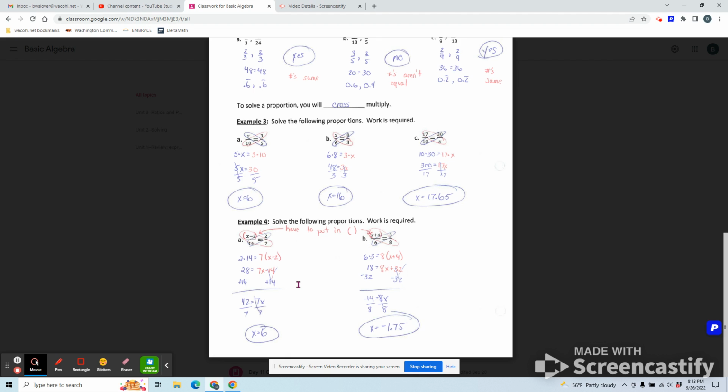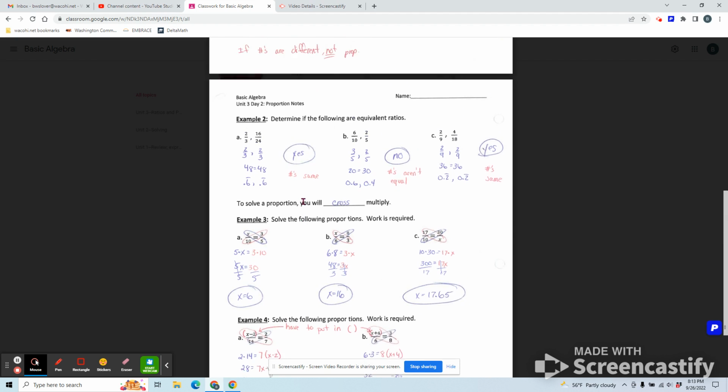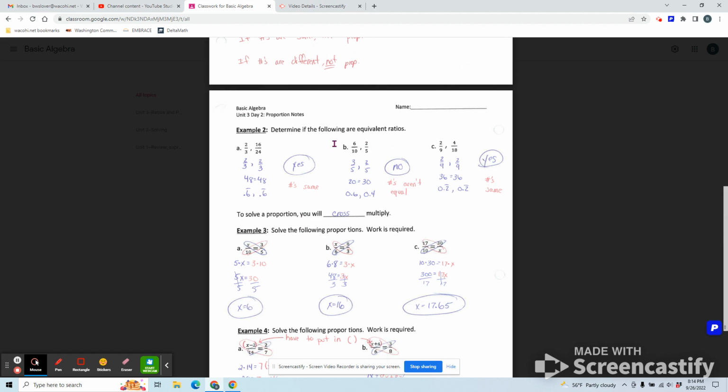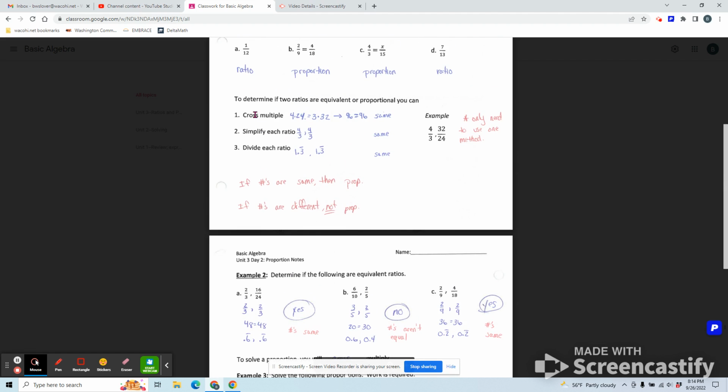Letter B is very similar, just different numbers. Today we're focusing on what a proportion is and cross multiplying. When we cross multiply, we are saying that we do have something that is proportional, so we set them equal and cross multiply to get an answer. If we are determining if something is equivalent or the same, we would choose one of our 3 options, which would be to cross multiply, simplify each ratio, or divide, and that choice is up to you.